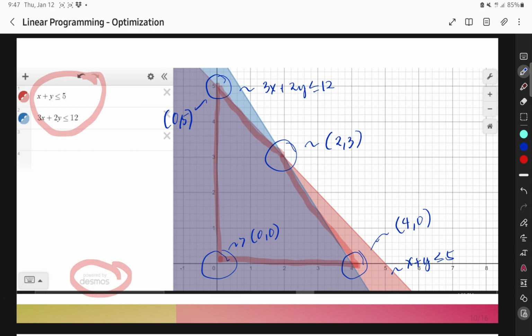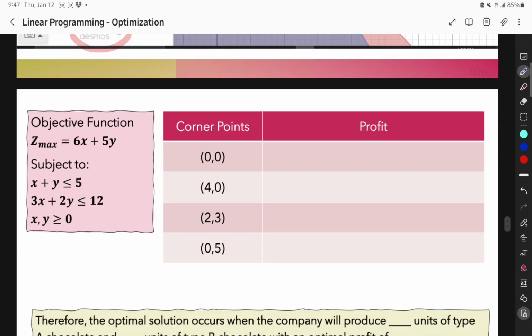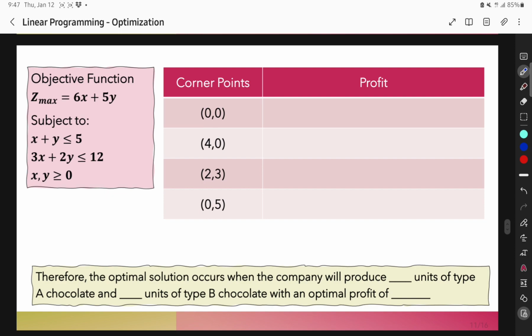Alright, so after you have the corner points, that's all you need to get, so that we will be able to determine our optimal solution. Now, how to know which of these corner points is our optimal solution? What you're going to do is just make use of the objective function and substitute the values of your corner points, or the x and y.